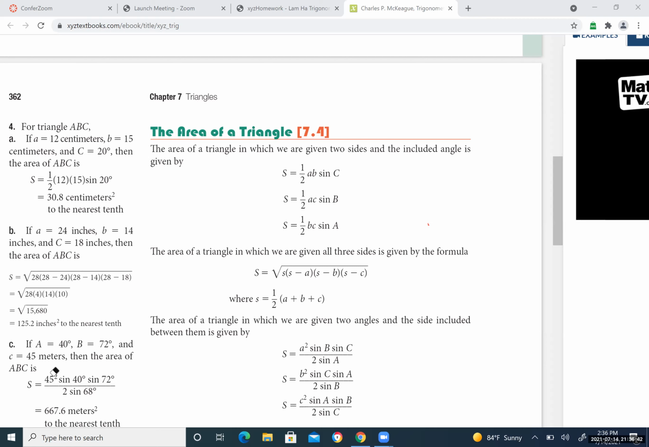You notice here we have 3 formulas, right? And you also have the area of the triangle in which we are given all 3 sides, and you have this formula. If they give you all 3 sides, then you want to apply that. Remember, small s and big S are different. Big S represents the area of the triangle in this case, and the small s in here will be equal to 1/2 times (a plus b plus c). Okay, and we have some other formulas as below right here.